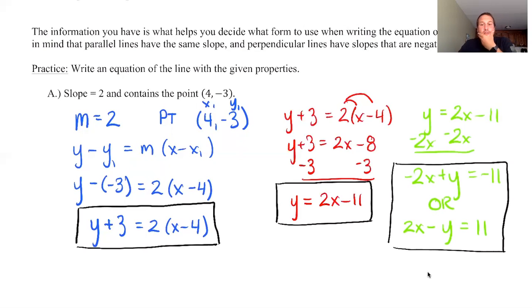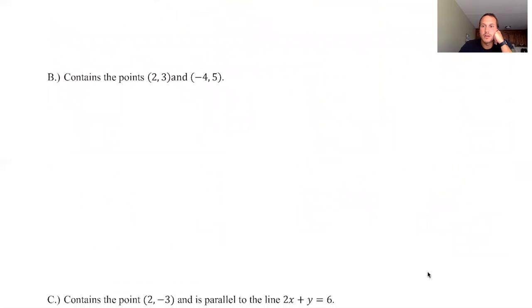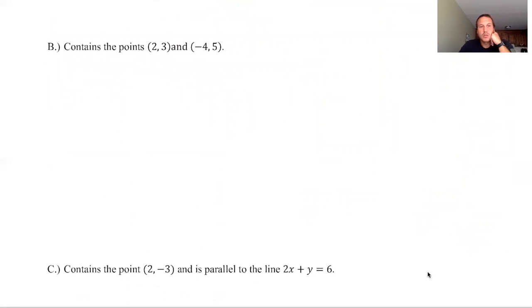Point slope, if you have a slope and a point, is definitely the easiest to start with. We're just going to practice a few more questions here with different given information. I want to write the equation of a line that contains the points (2, 3) and (-4, 5). Well, I don't have anything. I at least need a slope. So let's find the slope.